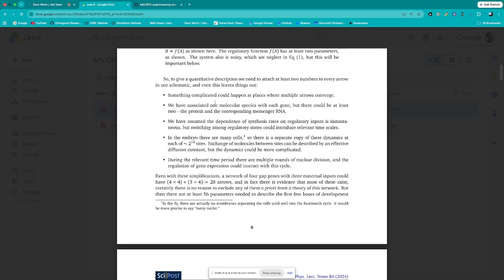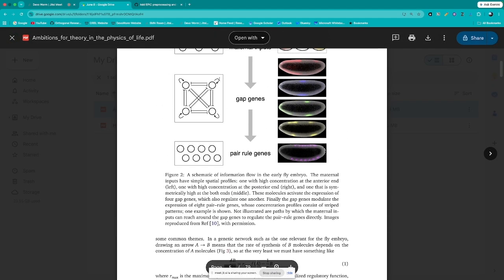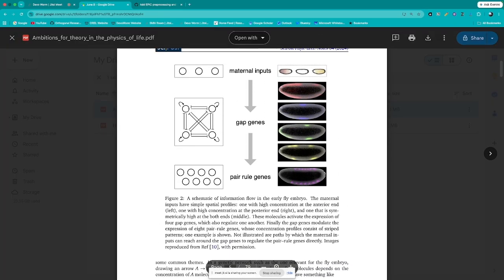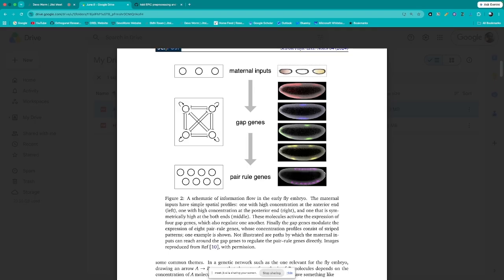The second point is that we have associated one molecular species with each gene, but there could be at least two, the protein and the corresponding messenger RNA. So again, we have maybe multiple molecular species that are working in concert or maybe in antagonistic fashion within that node. So just because we have this nice, neat diagram, this schematic, doesn't mean that the process is nice and neat. Any one node can have a lot of things going on within it, and any one edge can have a lot of things going on within it.